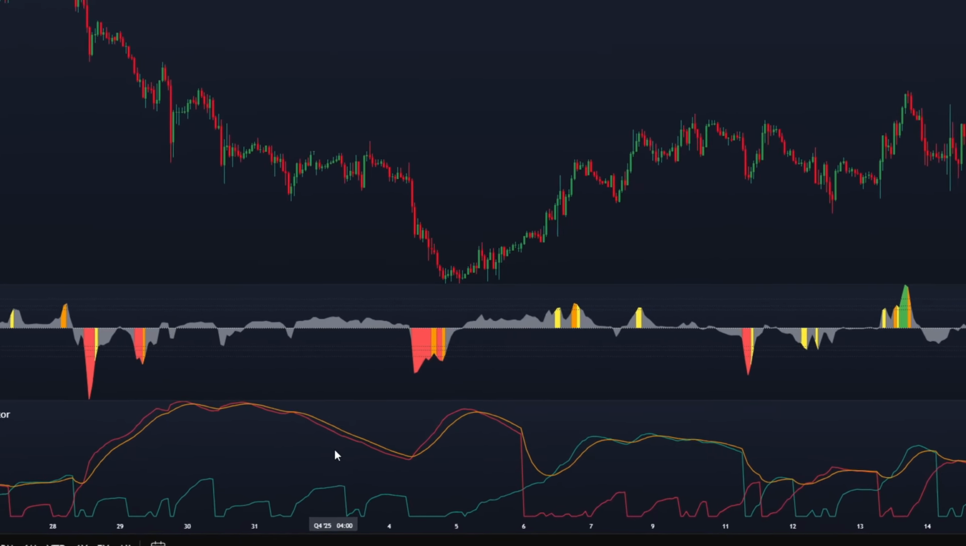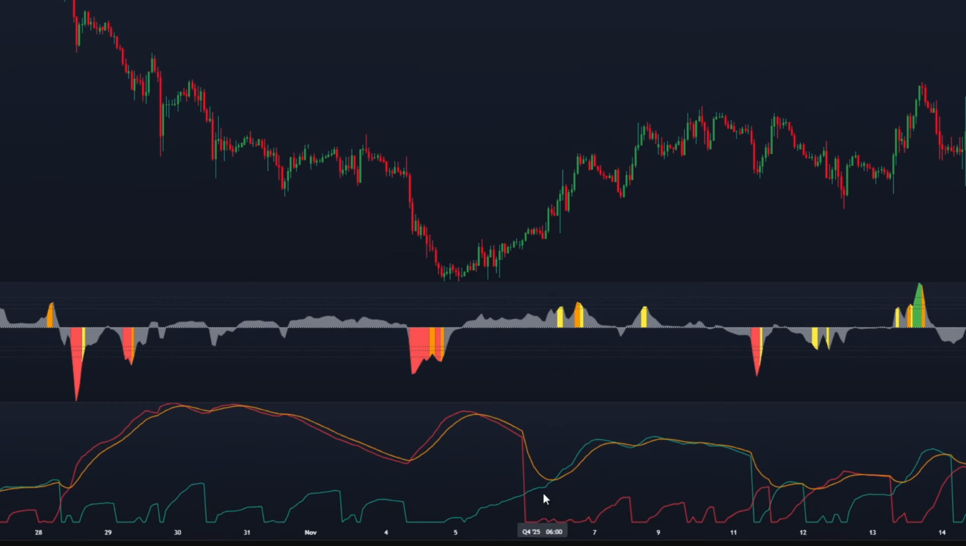It has 3 lines, red, green, and orange. When the green line is above the other two, the market is trending up. When the red line is above the other two, the market is trending down. When the orange line is above the other two, the market is flat.